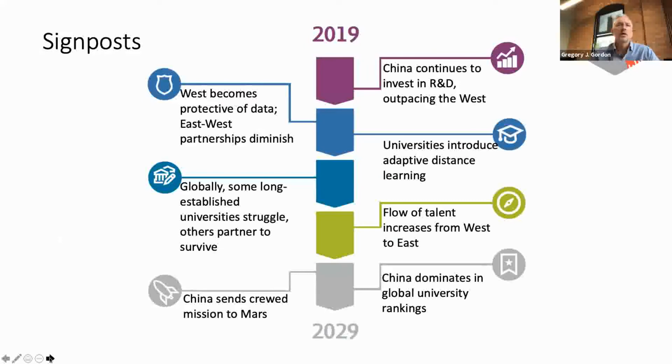Now, signposts in this particular scenario are that China continues to invest in R&D, outpacing the West. We're definitely seeing that in some areas. We start to have this East-West competition. We start to see some universities struggling. That certainly is happening with the current pandemic, at least in the United States and other parts of the Western world. And then we would start to see a flow of talent increase from West to East.